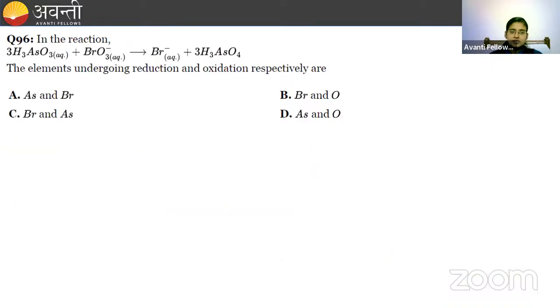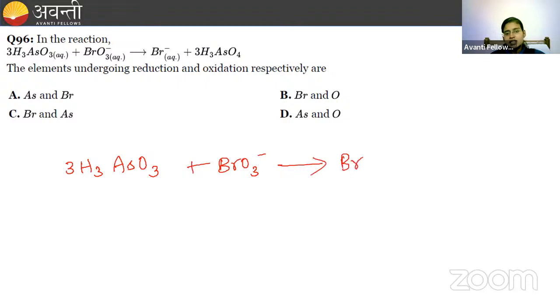In the reaction, the elements undergoing reduction and oxidation respectively are. So we have an equation. 3H3AsO3 plus BrO3 minus gives Br minus and 3H3AsO4. Okay, so now let us find out the oxidation number of each element. So first, let us calculate for arsenic and bromine.